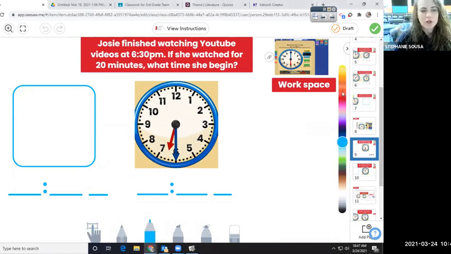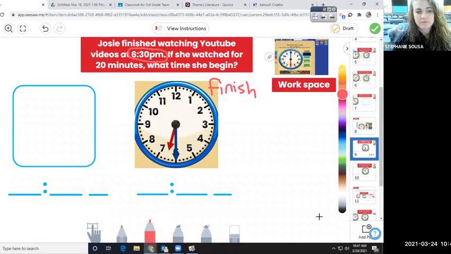Let's go ahead and color code these. I am going to find the finish time and circle it in red. I'm going to change my red because it's already red. We finished at 6:30. Notice the clock over here shows the finish time. I am writing, you are writing.